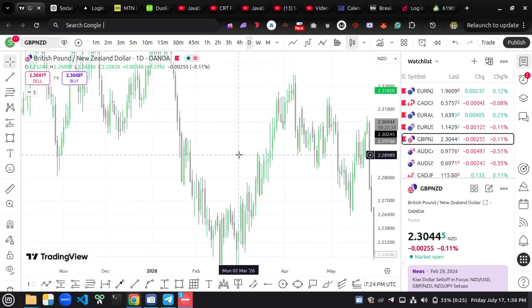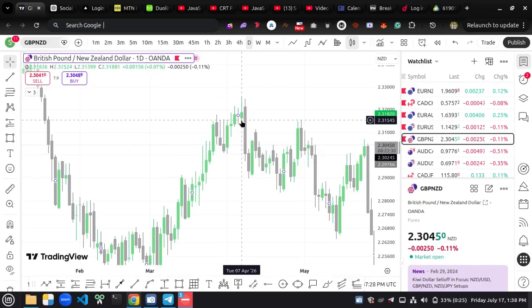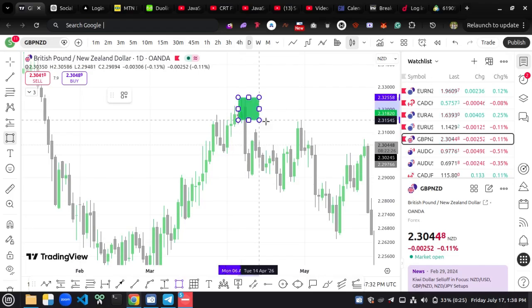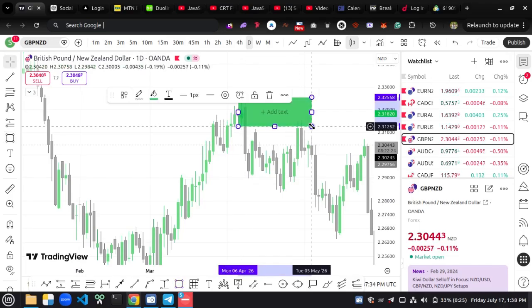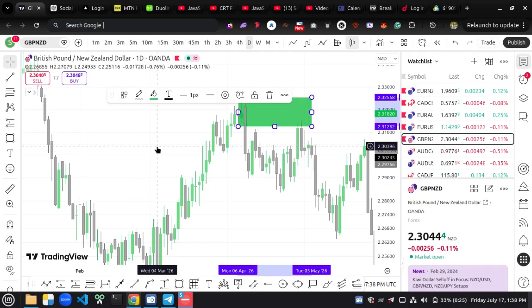Now imagine I have analyzed this. This candle goes down, and then I analyze this to be another block. You might not understand what a block is yet. Imagine I've analyzed that.